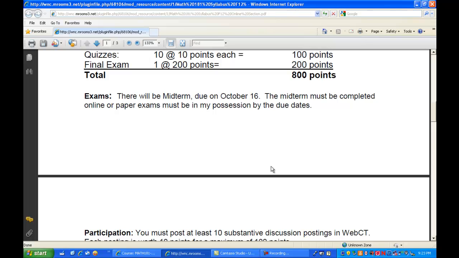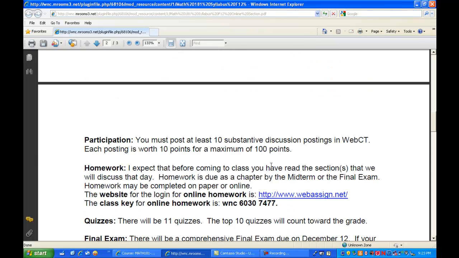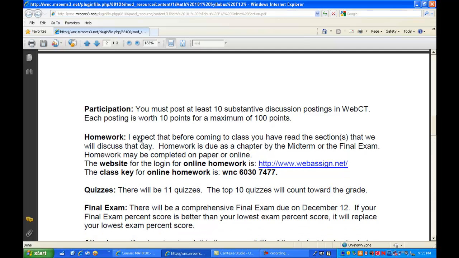You could take it online through WebAssign. I don't give partial credit through WebAssign, but you can take it as many times as you want during the testing window. So you can improve your score, and it's the highest score that counts.